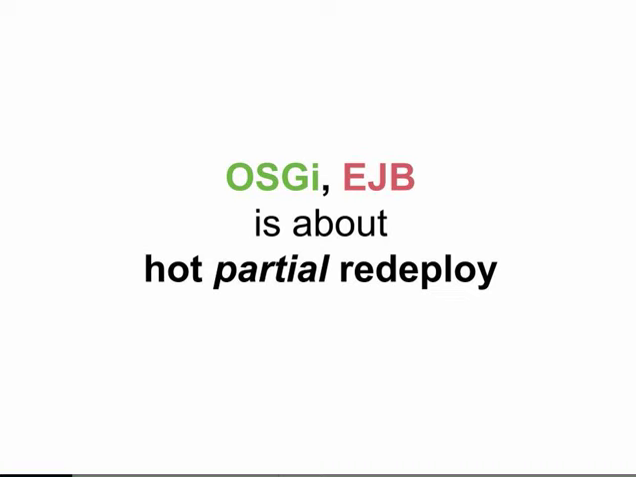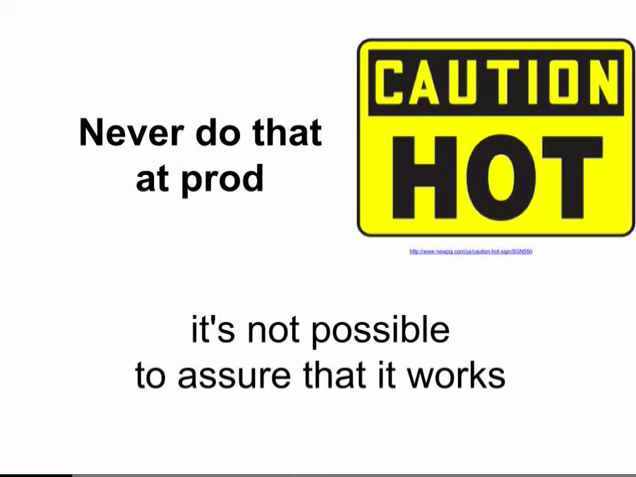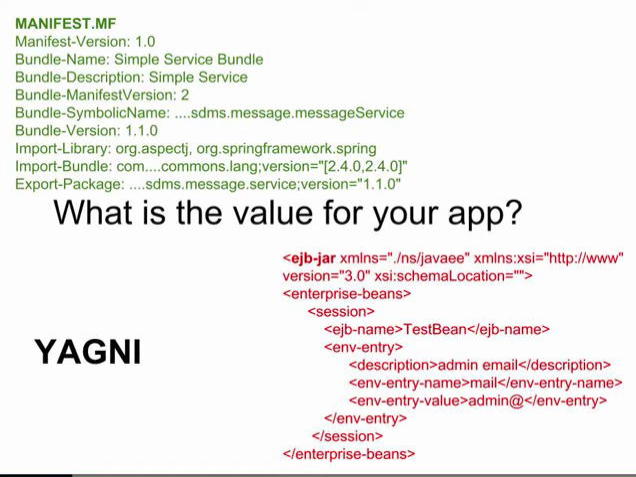One interesting feature of OSGi and EJB is partial redeploy of the running application. We advise don't ever use this, especially in production, because there's no easy way to prove that it really works, that an application where you redeploy one component can continue to work. We don't care much about this possibility.